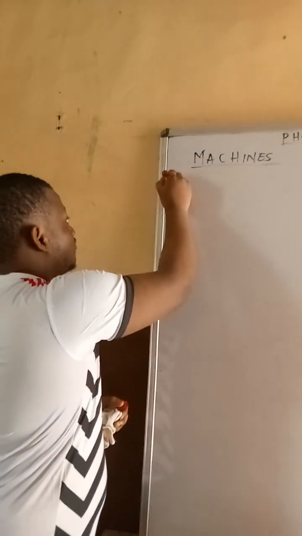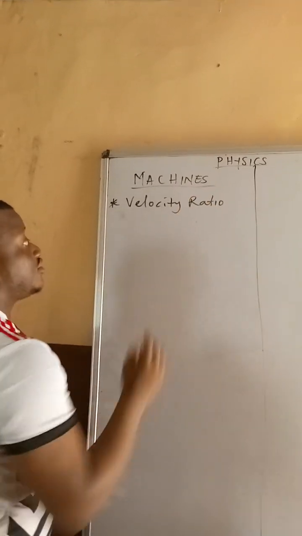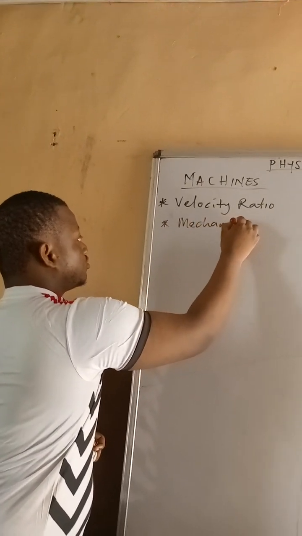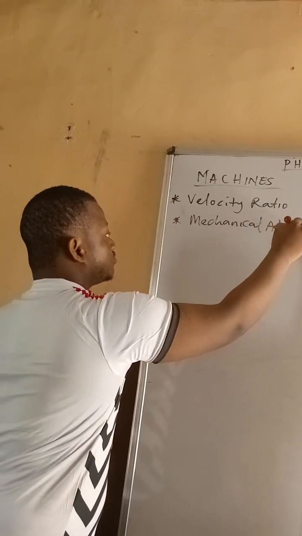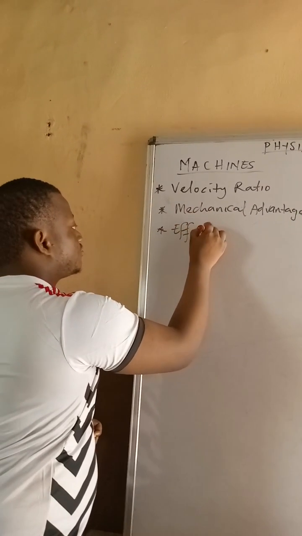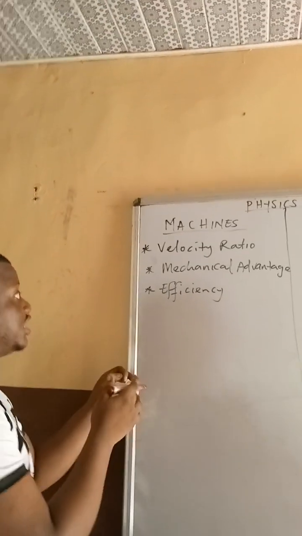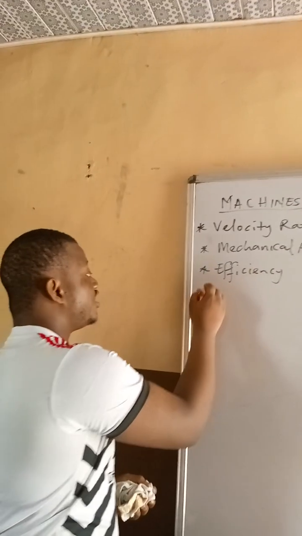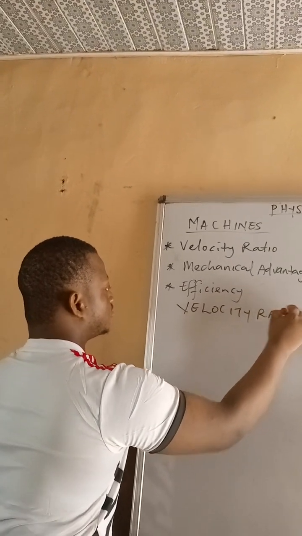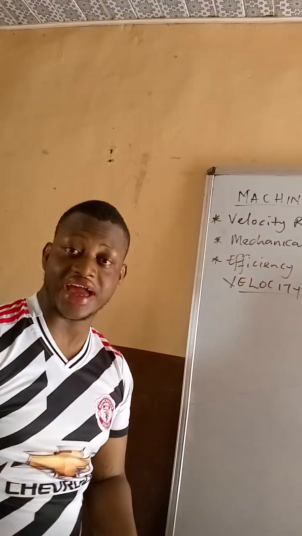I discussed various aspects of machines. I discussed velocity ratio. Secondly, I discussed mechanical advantage. I discussed efficiency. Now, I will take it one after the other. For velocity ratio, we can determine the velocity ratio of various kinds of machine.